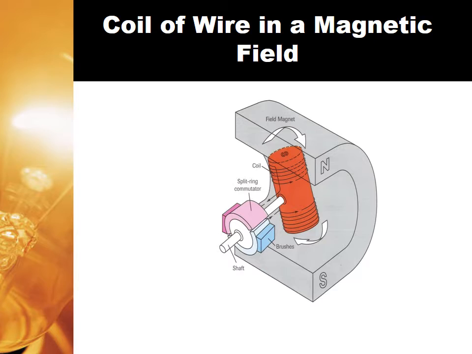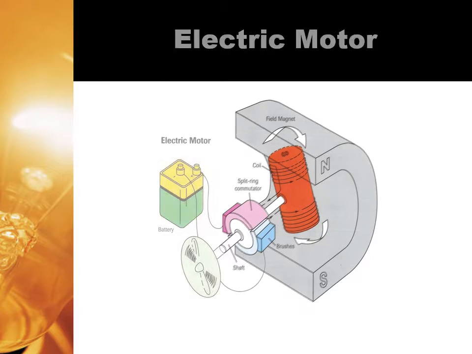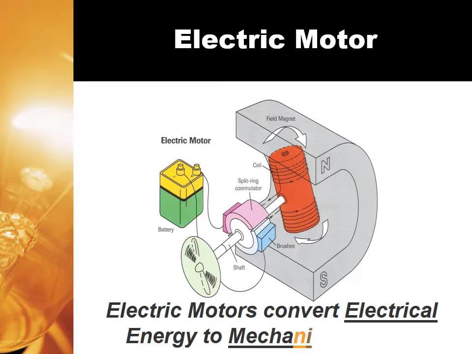So it keeps continuing to turn, trying to align its magnetic field, but every time it tries to align its magnetic field, the connection switches, so it continues to turn over and over again. So you hook up a power supply to this, and you get some mechanical energy out because it continues to turn over and over again.